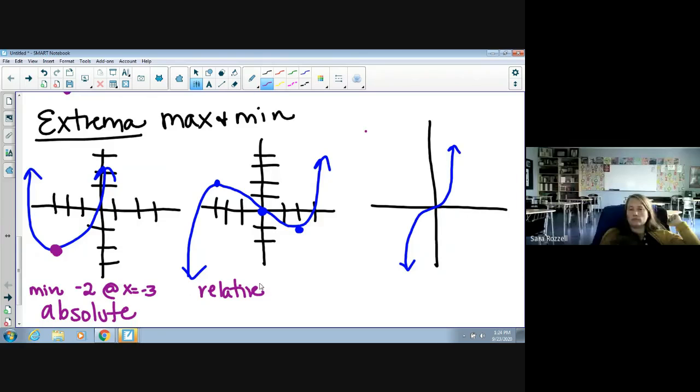I think about relatives as people that you're close to. So when you're close to this, it looks like it's the maximum, or when you're close to that, it looks like it's the minimum. So this is our relative max and our relative min. Our relative maximum would be 2, and that happens when x equals -3. I'm just going to write the ordered pair just because I'm going to run out of space. That's -3, 2.